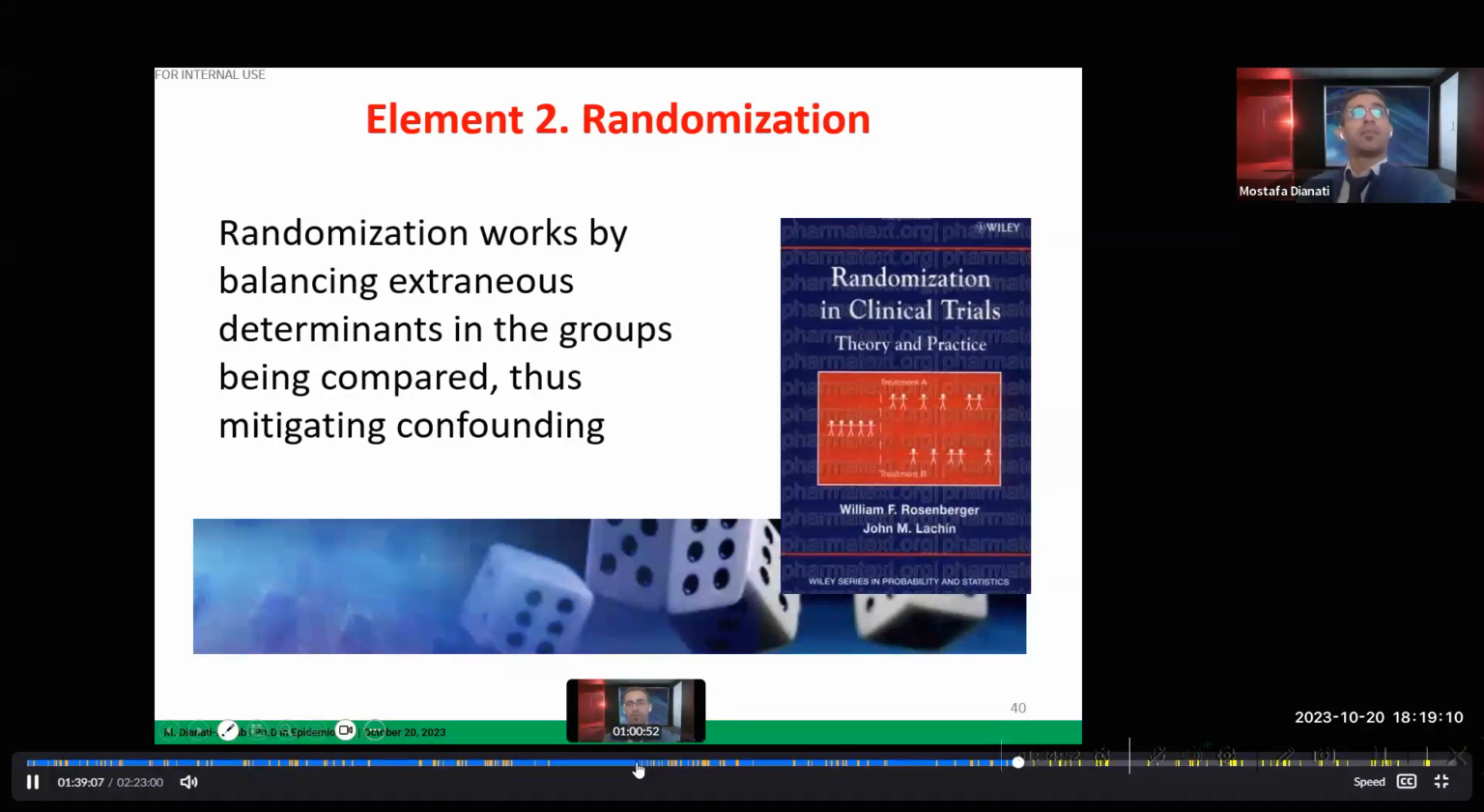Yeah, remember that in this kind of studies, randomization is really a key factor in order to make both groups comparable and also to avoid confounding factors.